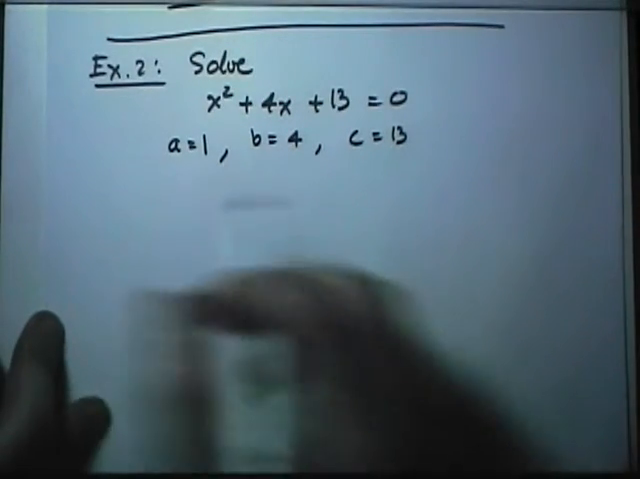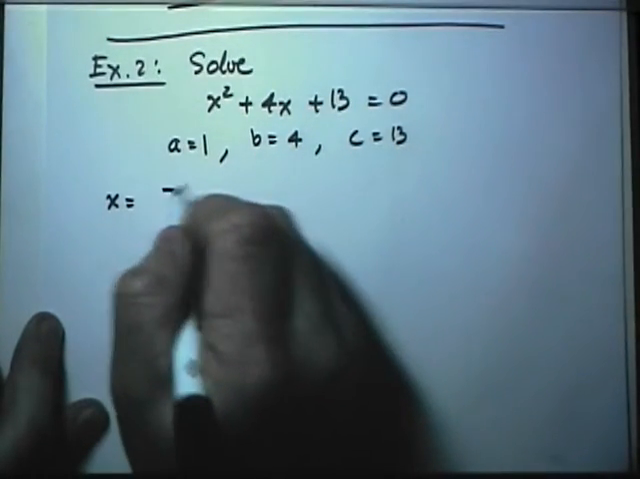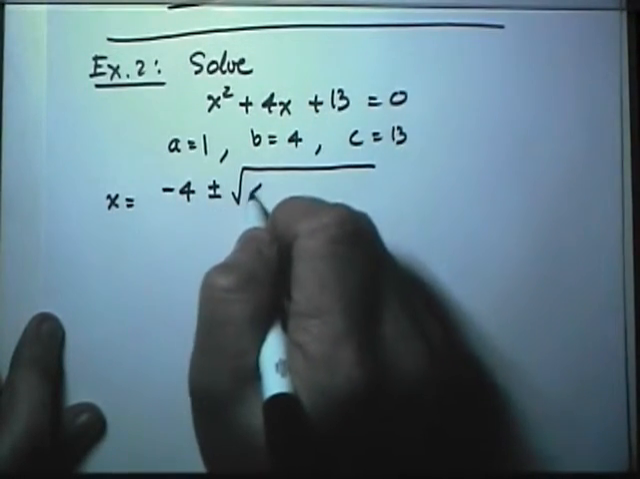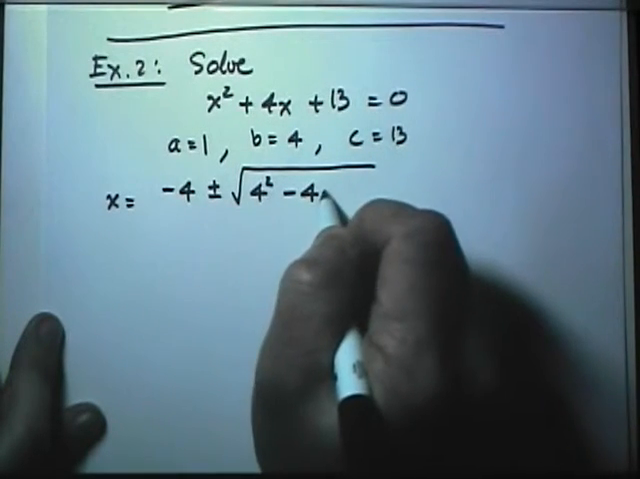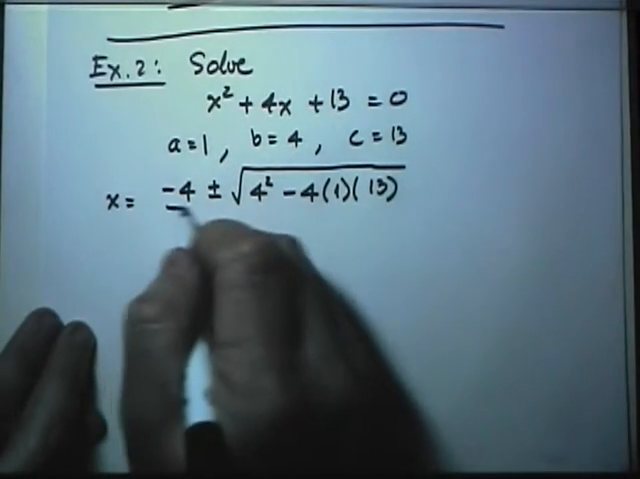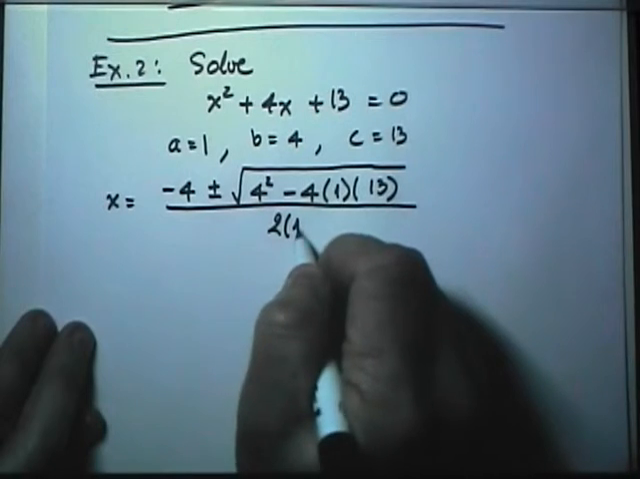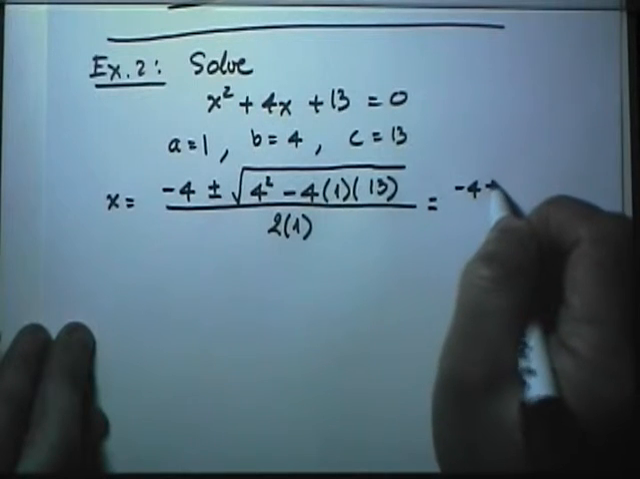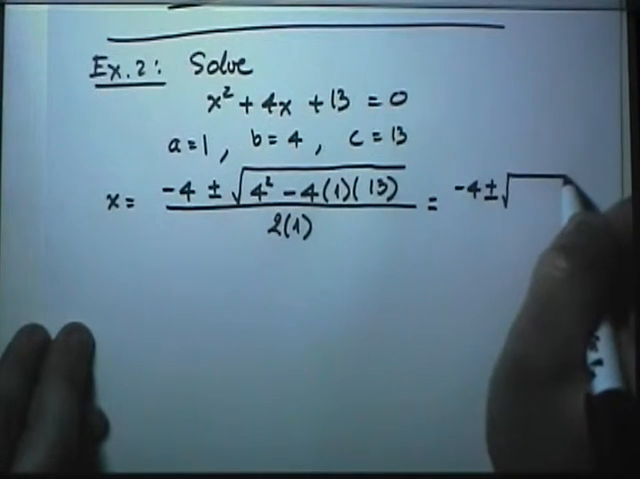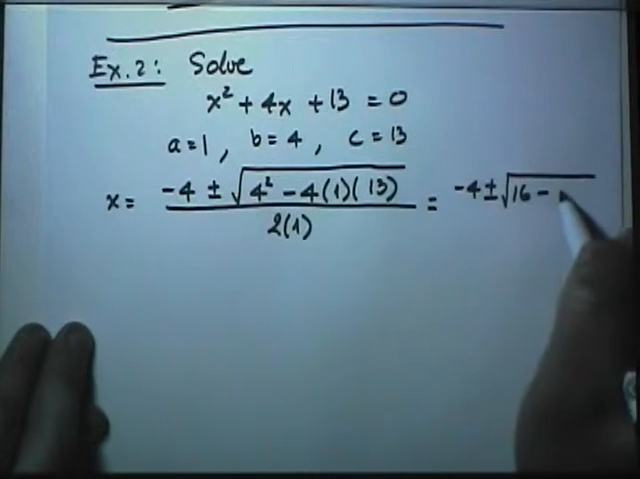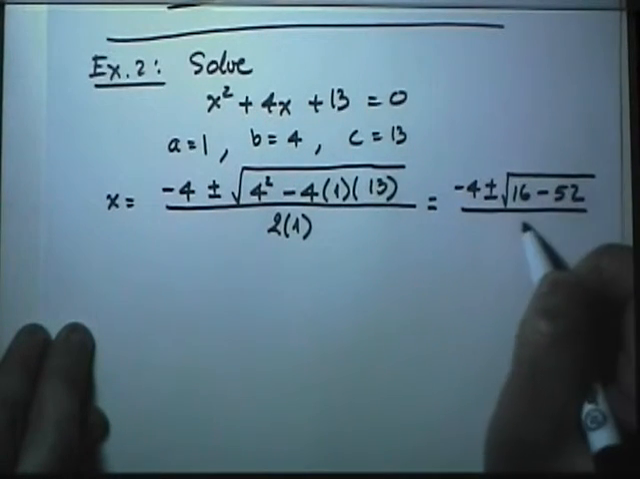Putting it into the formula, I have x equals minus 4, because it has to be minus B, plus or minus the square root of B squared, which is 4 squared, minus 4 times A, which is 1, times C, which is 13, and all divided by 2 times A, which is 2 times 1. The next step is to compute what's inside the square root. 4 squared is 16, and 4 times 1 times 13 is 52, so minus 52 here, and all over 2.